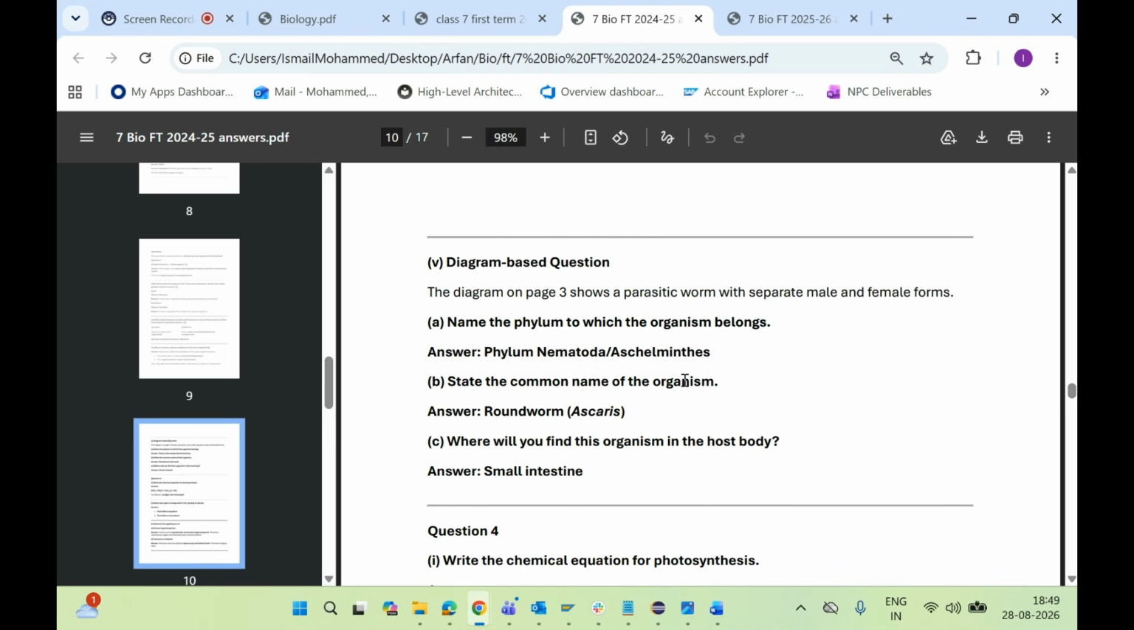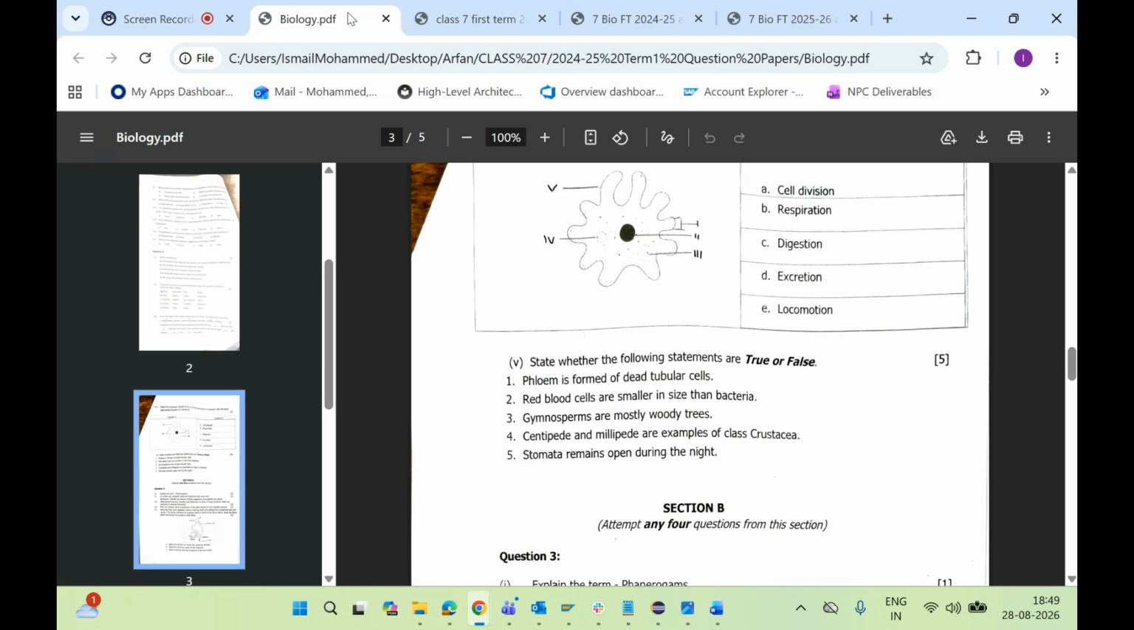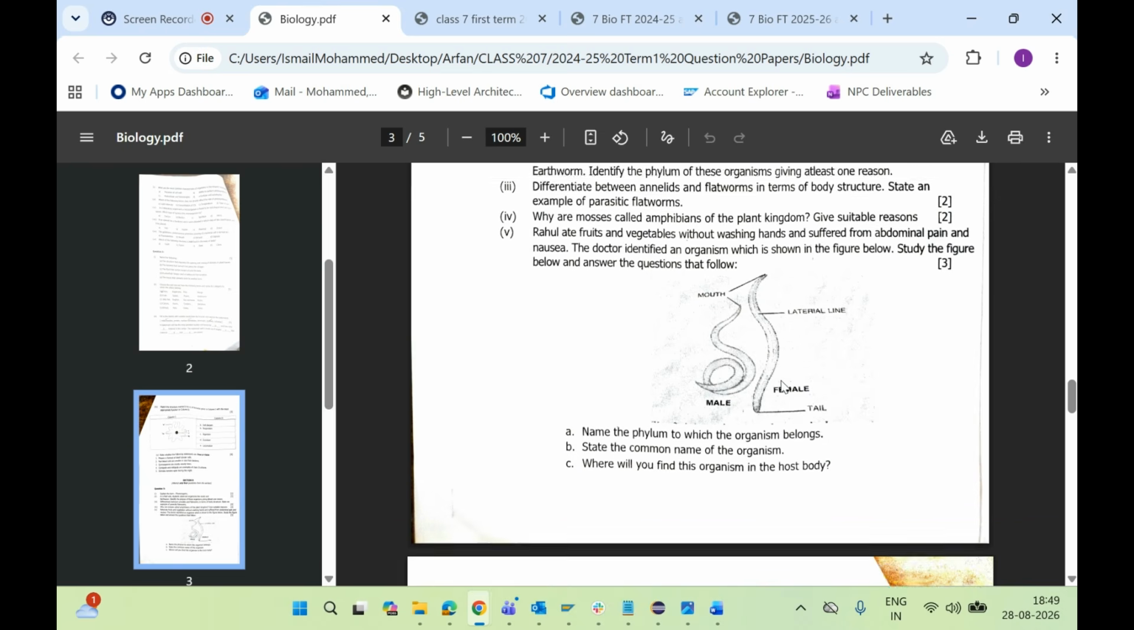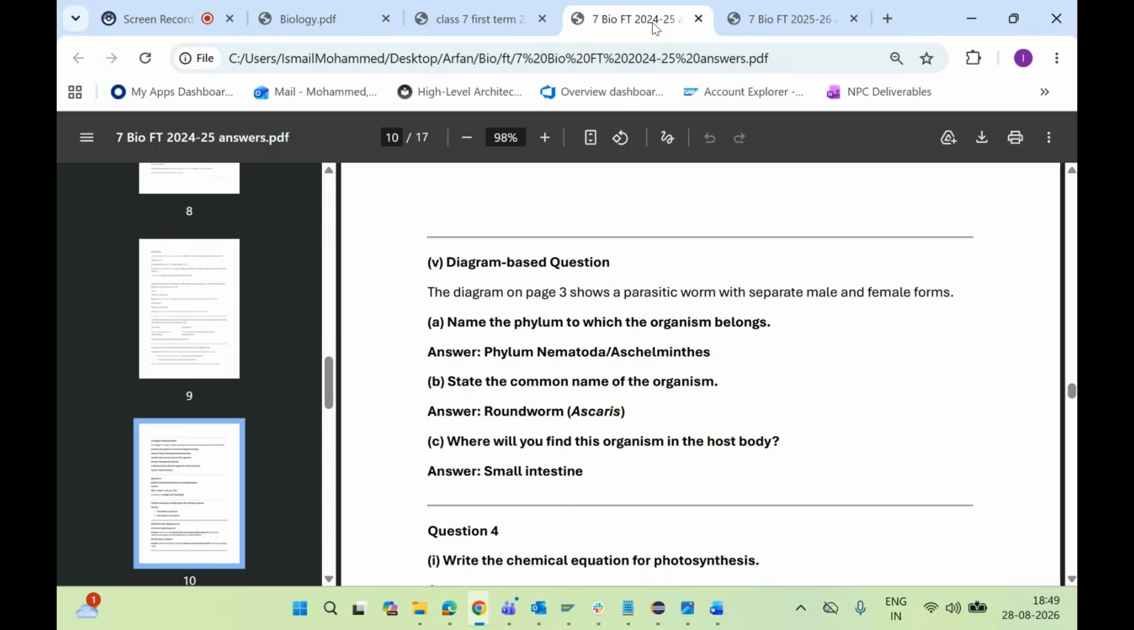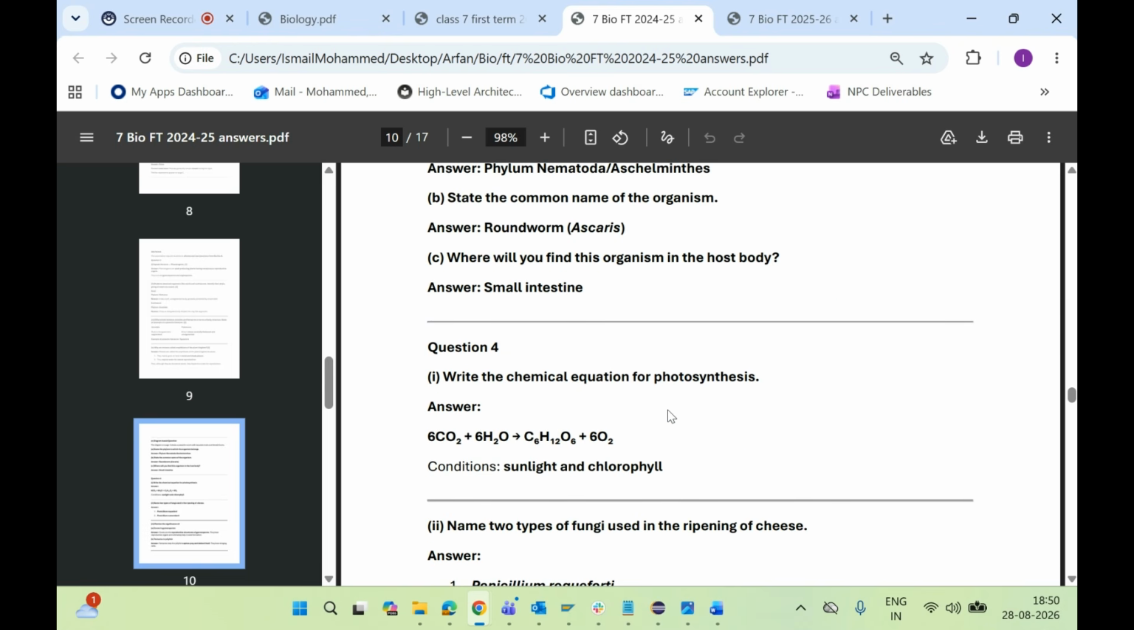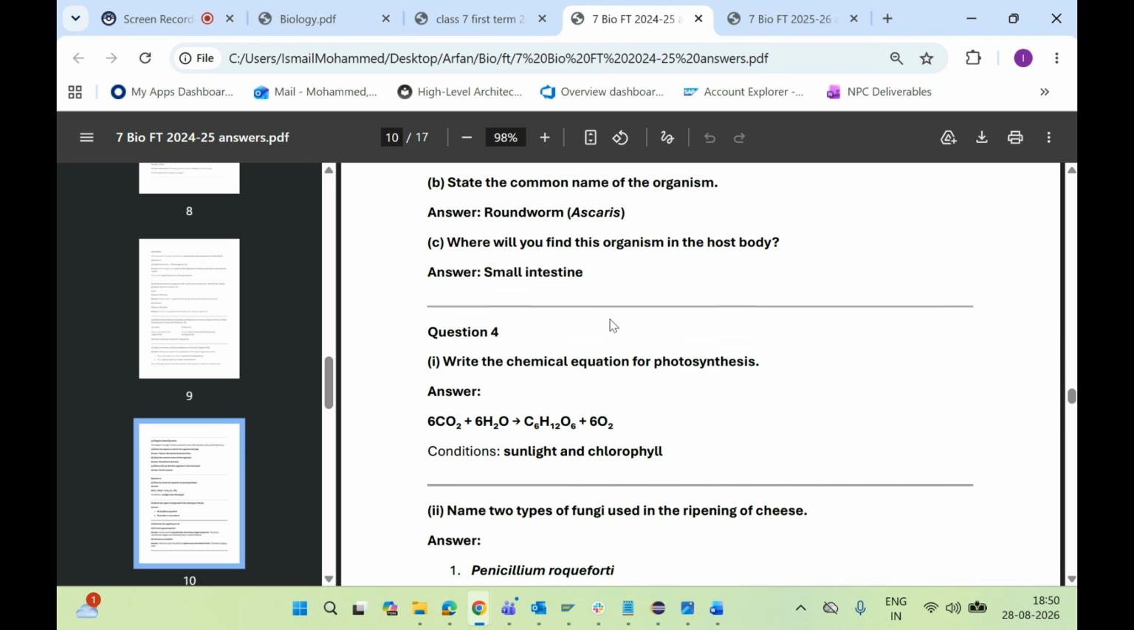Next one, identify the diagram of a parasitic worm with separate male and female parts. Which is that one? I think this is this one. This diagram. So what is the question related to it? Name the phylum to which the organism belongs. It belongs to Nemathelminthes or Nematoda. And state the common name of the organism. It is the roundworm. Where will you find this organism? It can be found in the small intestine.